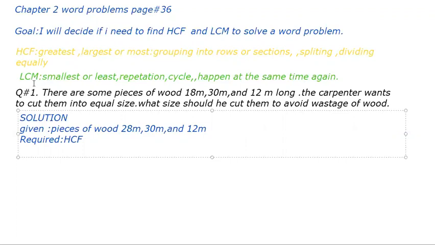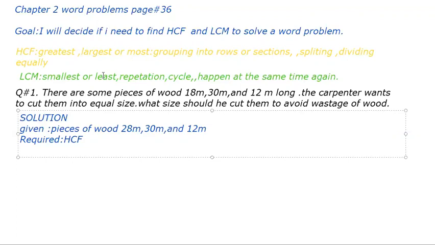And in LCM types of questions, the keywords are smallest or least, repetitions or again, cycles, or the situation is created in which something is happening at the same time again. This type of situation is created, then you will find the LCM.